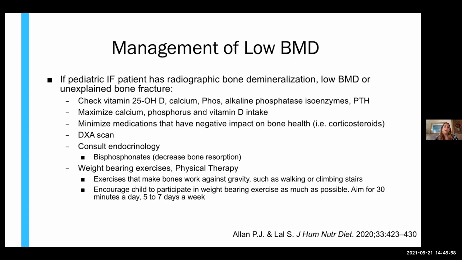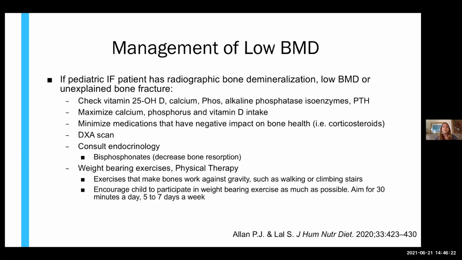If the DEXA scans are abnormal, if they have any sort of low bone density, or if these children are not growing well in height and I know that their nutritional status is adequate, just refer them early on to endocrinology so they can follow them. There might be a role for bisphosphonates that can decrease bone resorption, so we leave that to the endocrinologist to manage, again, because we are not experts in this.